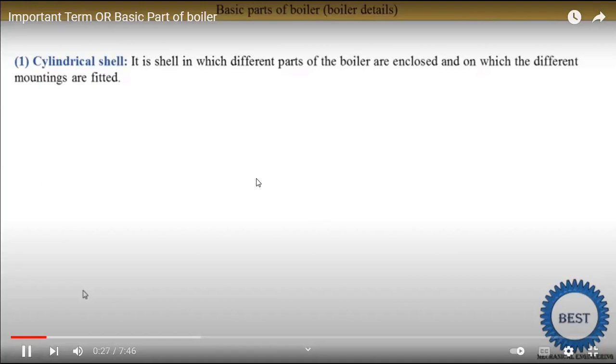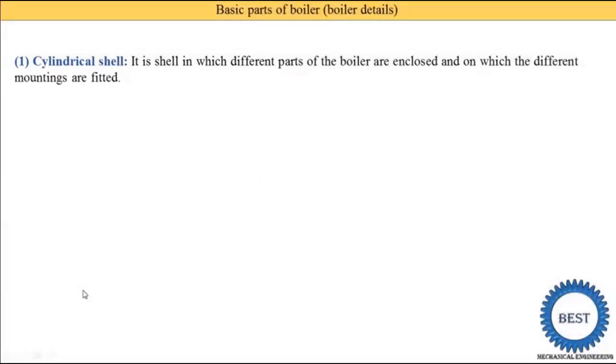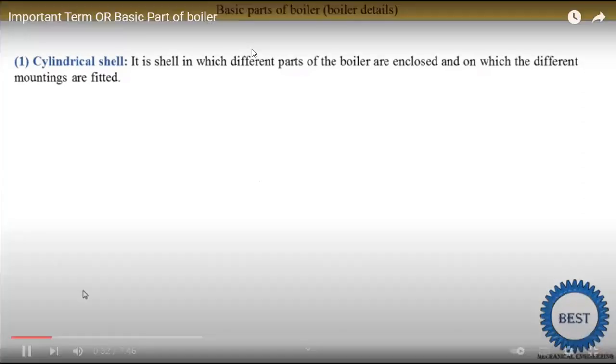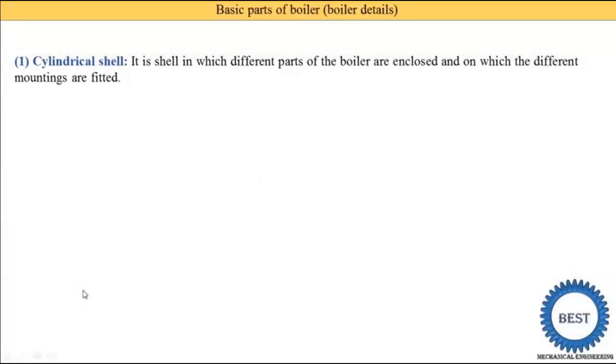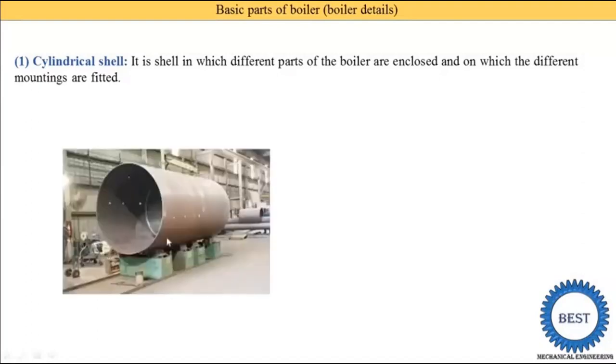Boilers are enclosed, meaning all the parts of the boiler are inside the shell, and on it the different mountings are fitted. Boiler shells are made from a flat plate of metal, generally a cast iron plate. This is what the shell looks like, a cylindrical shell. Inside it there is a furnace, and also fire tubes and water tubes, depending on the type of boiler.